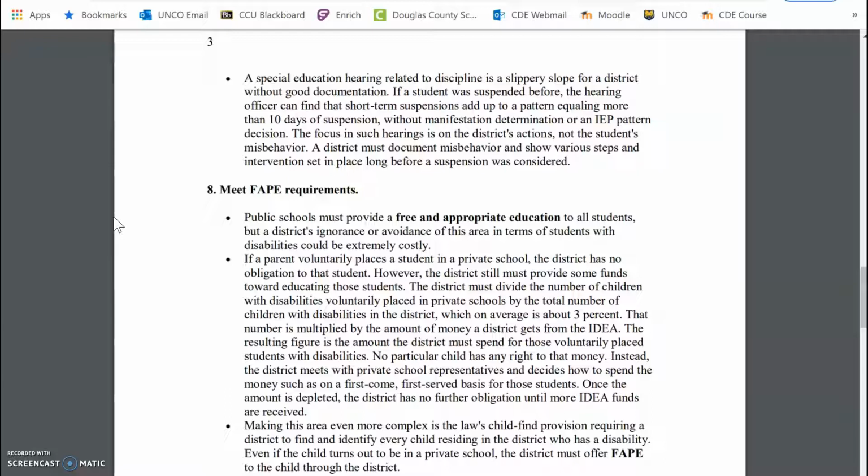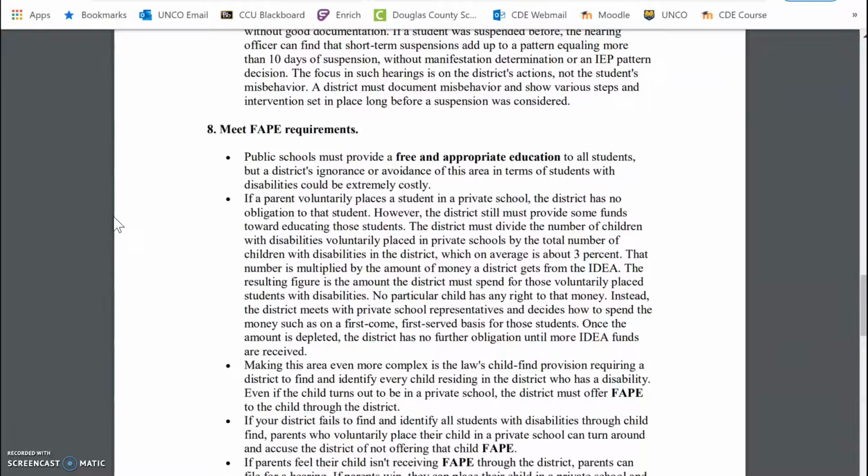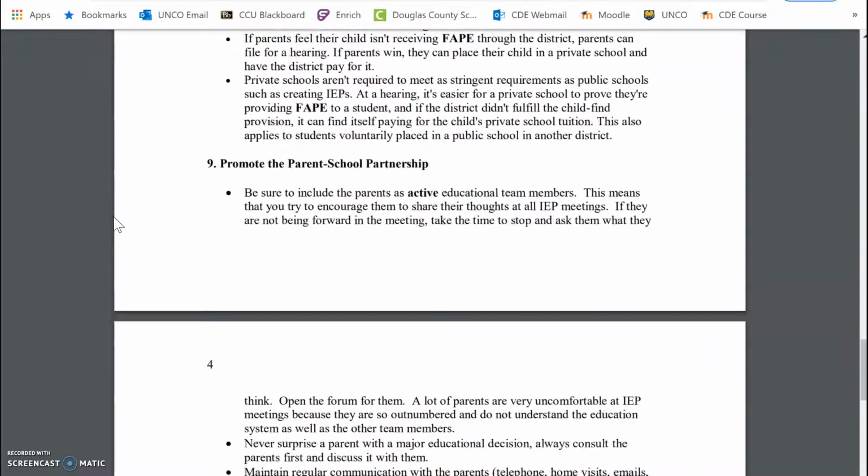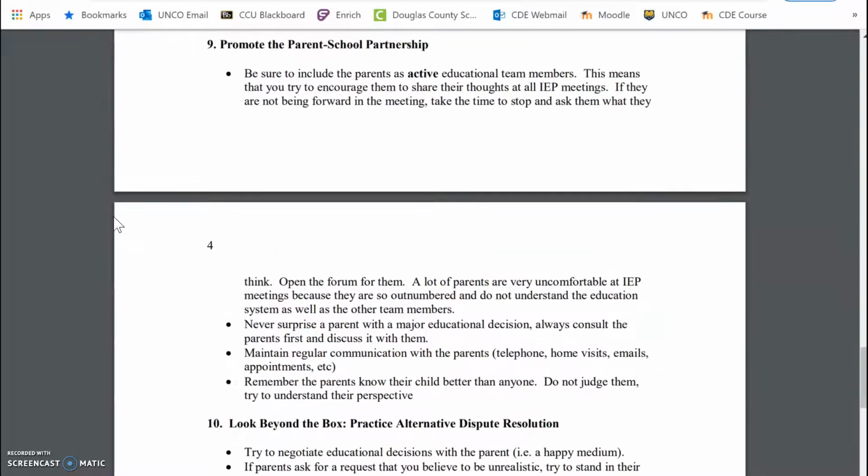Please do not let that slide. Do not get to day 10 without realizing that you have. It's very important to be on top of those things and just checking those throughout the school year. So please do review this document.